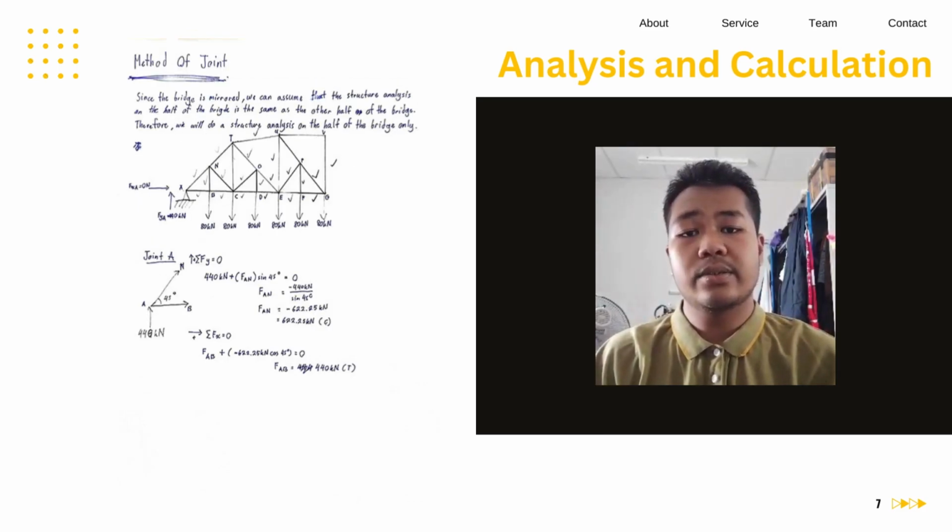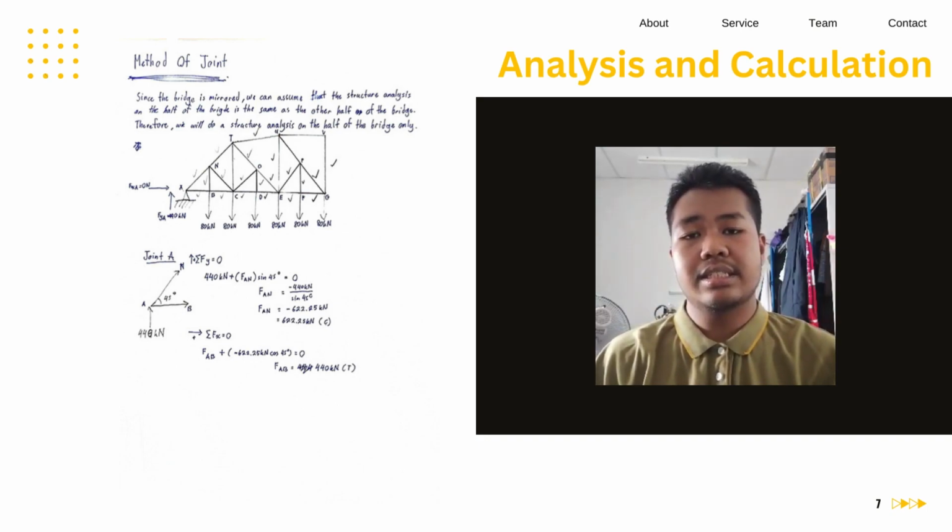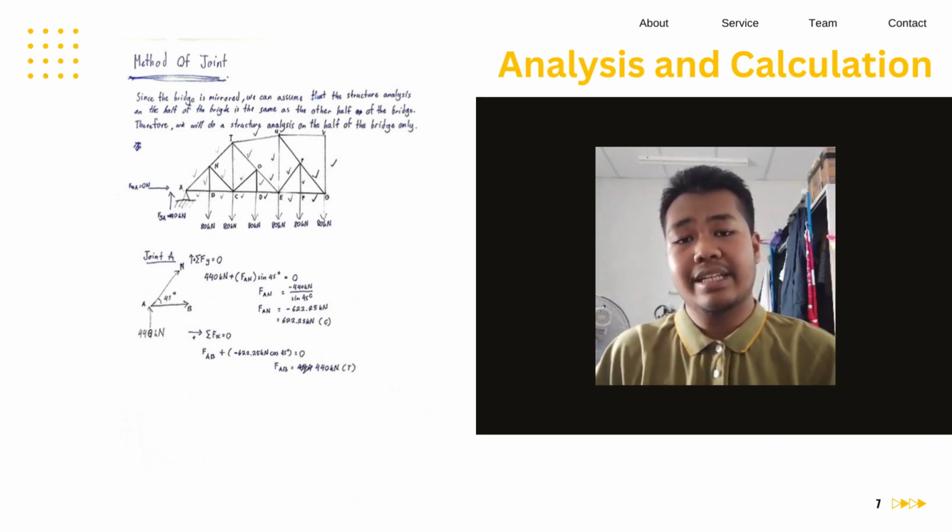Okay, now we're going to do the method of joints. First of all, we should draw the FBD. But for this question, since the bridge is mirrored, to make our calculation easier, we should take one half and assume that the other half is also the same. The reaction on each beam on this half is the same as on the other half.